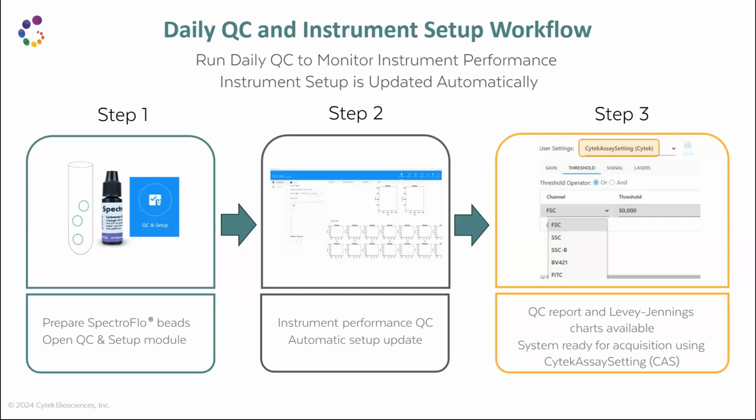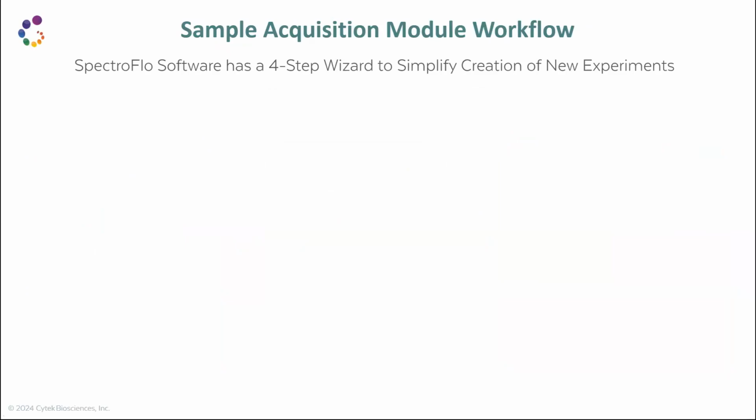One more thing that will be available is all the QC reports, or the Levey-Jennings charts, for you to monitor instrument performance. QC is done, it passed, now you're ready for sample acquisition.